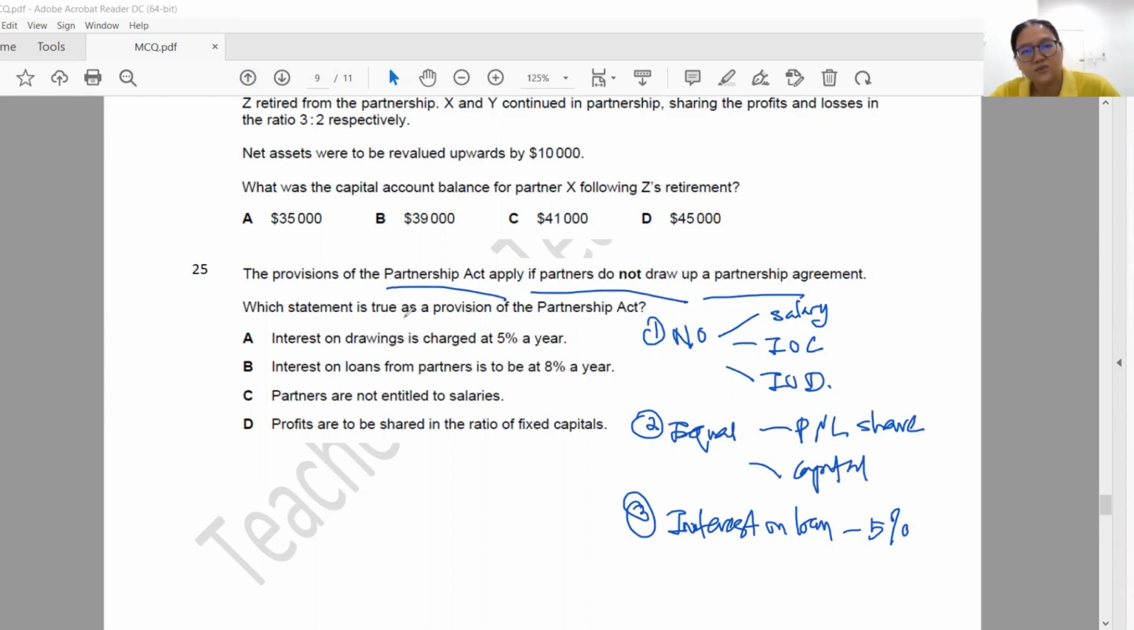So which is true about the provisions of the Partnership Act? Interest on drawing is charged at 5%. This is the interest on drawing, and there is none, so this is wrong. Interest on loan, this 8%? No, this should be 5%. Partners are not entitled to salary, yes, no salary. Partners to be shared with the ratio of fixed capital? This is equal. So the answer will be C. Okay, let's move on.